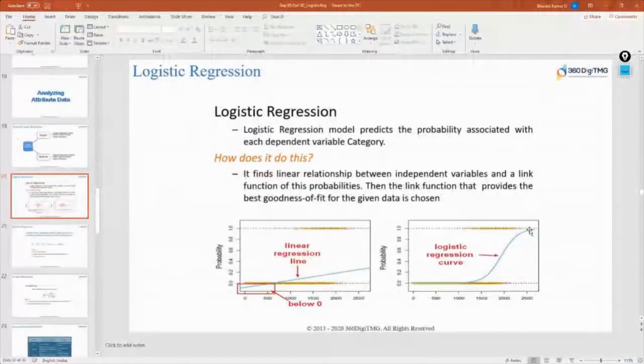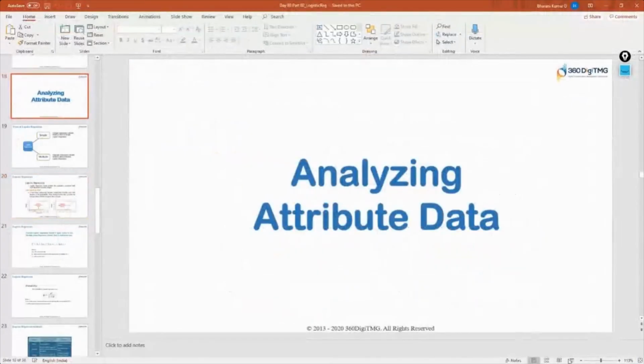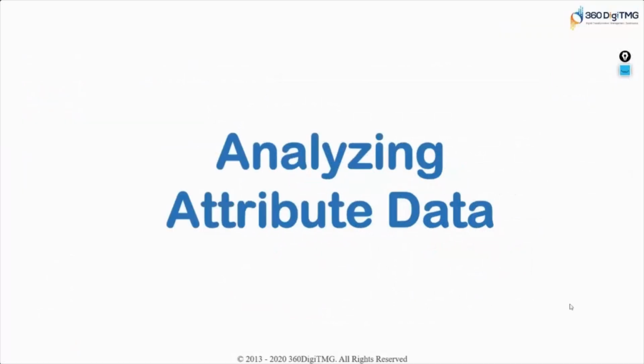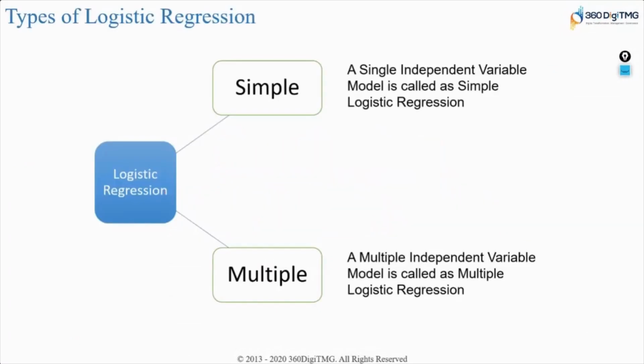Logistic regression. When do you use logistic regression? When your output variable is discrete in two categories. That is when you have attribute data. Attribute data is also called discrete data. When you have your output variable discrete, and if you have a single input variable, you proceed with simple logistic regression.